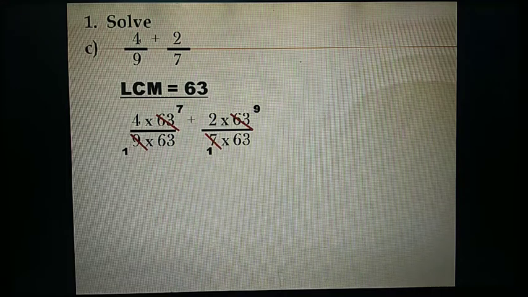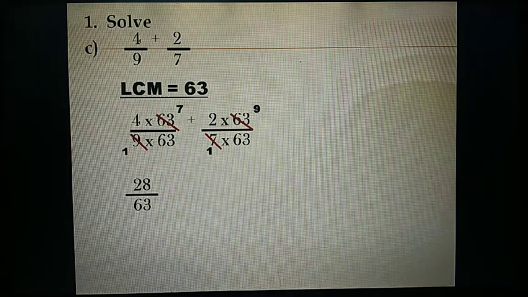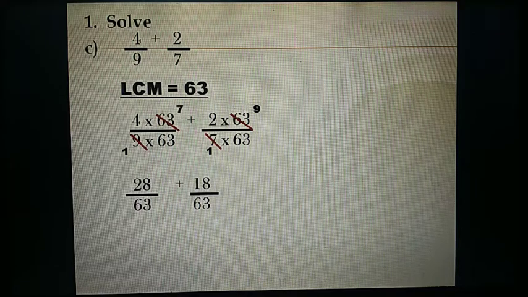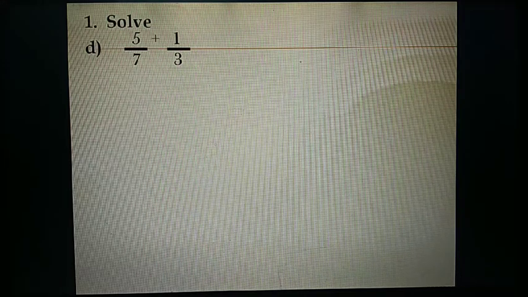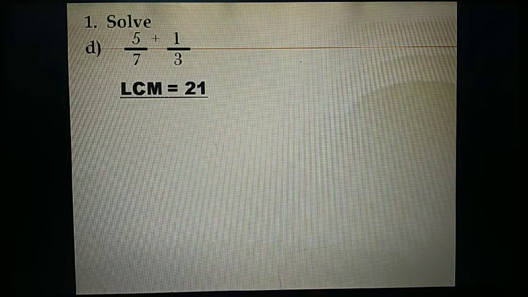Once you multiply the numerator part, you will get 4 7s are 28 upon 63, 2 9s are 18 upon 63. Both are like now. Add the numerator part. It's 46 upon 63. Next, again, they are unlike fractions and the numbers in the denominator are co-prime. So the LCM is 21.